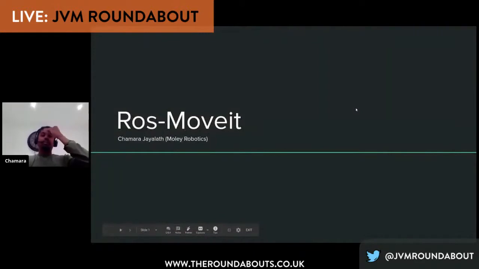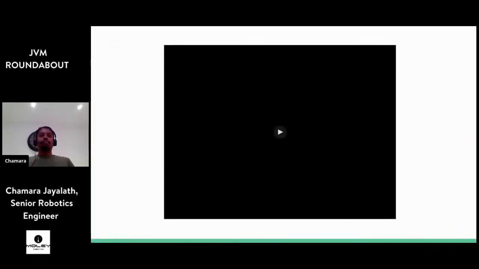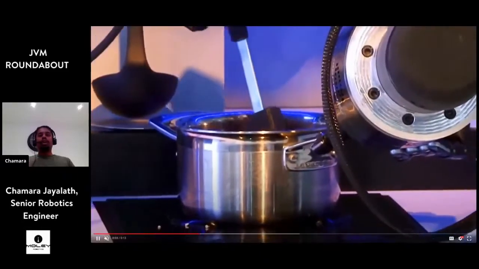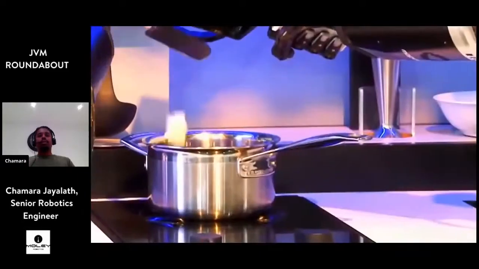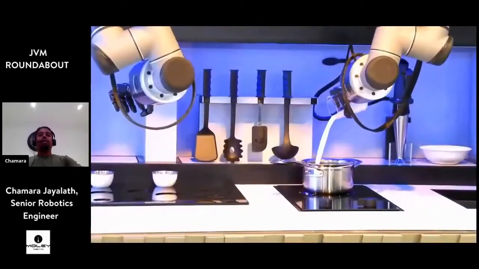So I'm Chamara Jayalath from Moley Robotics. At Moley, we are building a fully autonomous robotic kitchen. The idea is we mimic the motions from chefs and try to cook any recipe as much as a human would. And this is our robot, what we have at the moment. So the idea is to cook anything coming from a recipe.